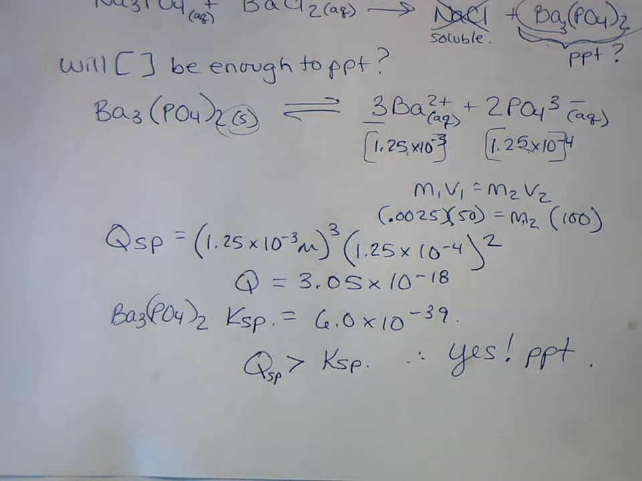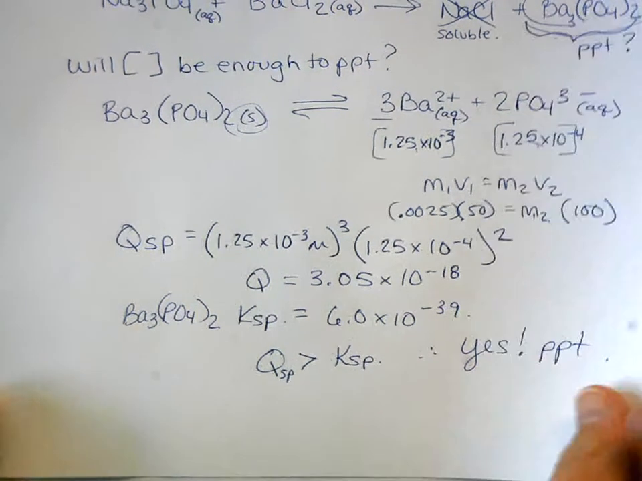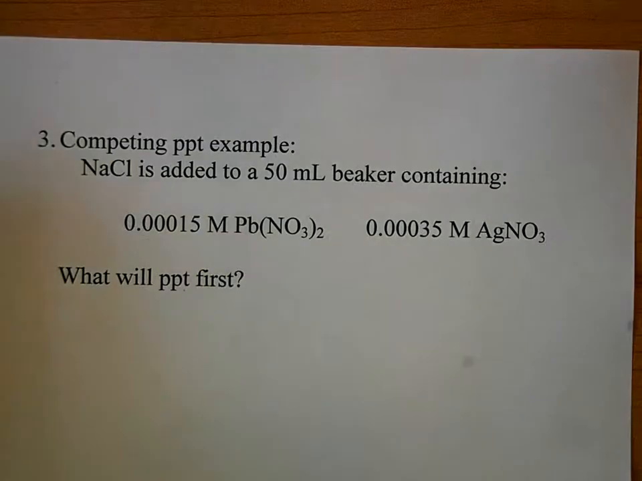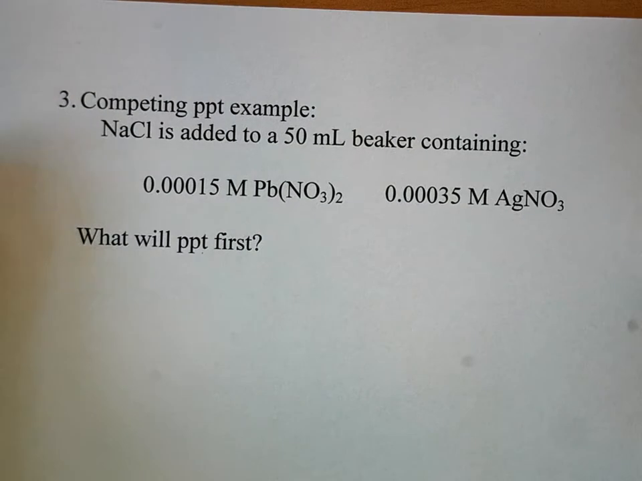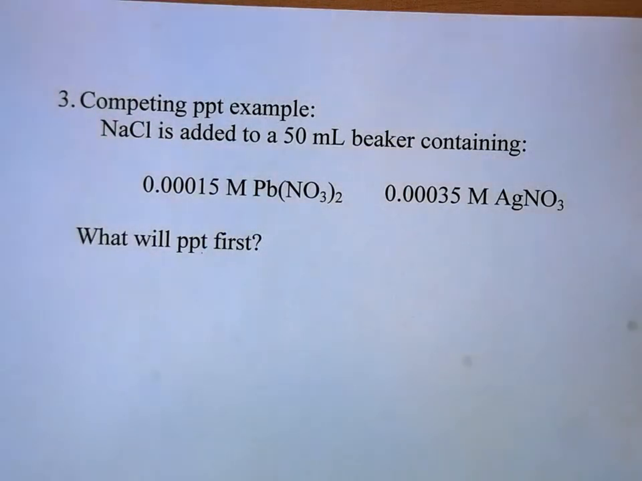Okay, and I've got one more example for you. We're going to have three things all thrown together and figure out which precipitate will, or which one will precipitate first. So copy that down. We're going to have to get into the beaker a little bit for this one and see what ions we're working with and what solids we might be looking for. So jot that down and then we'll look at the beaker.